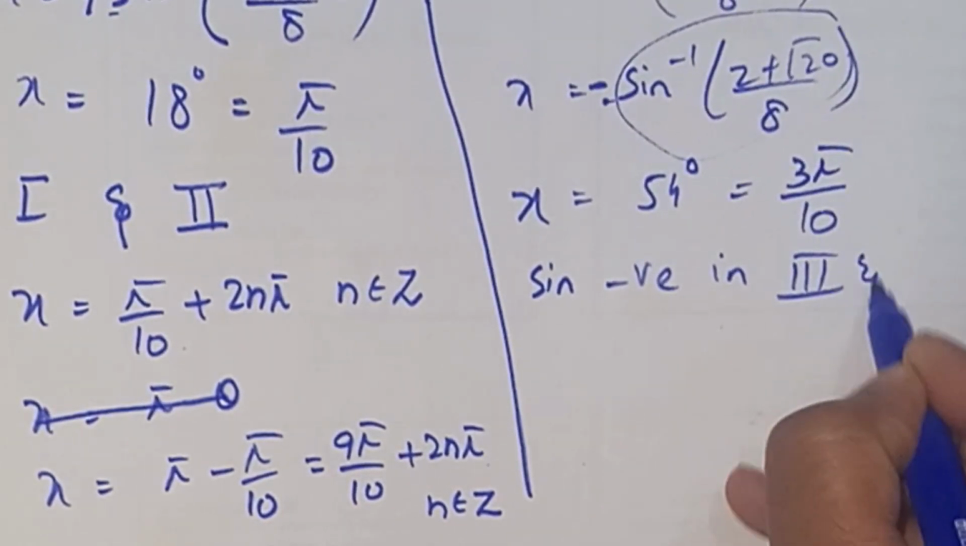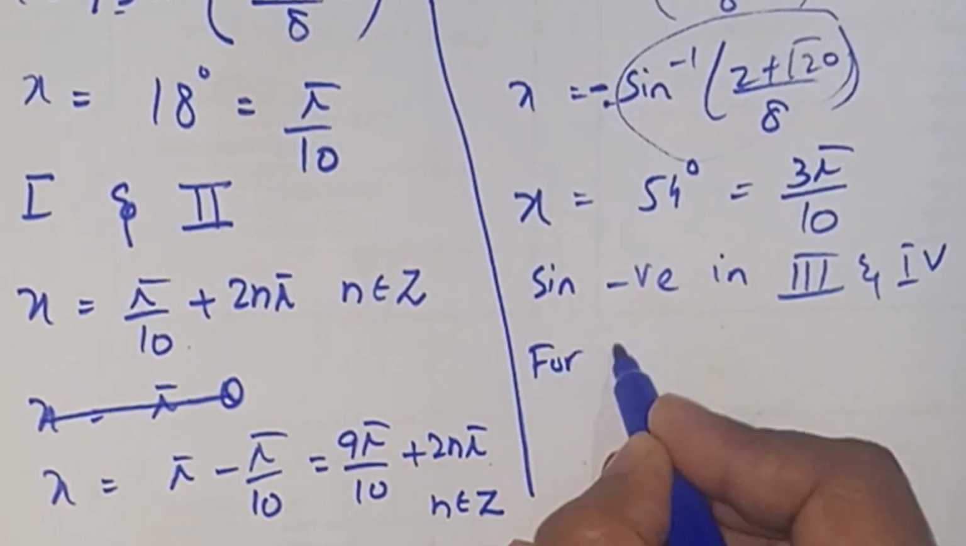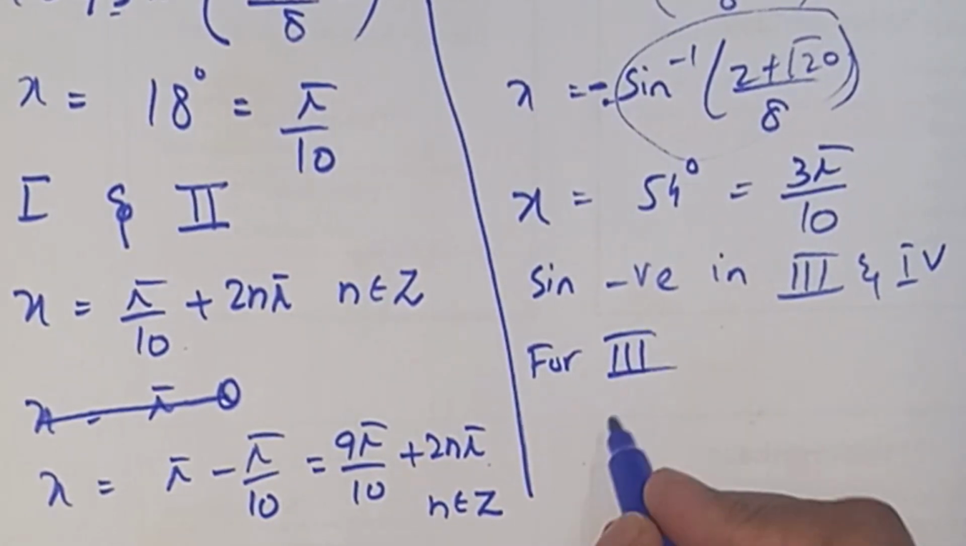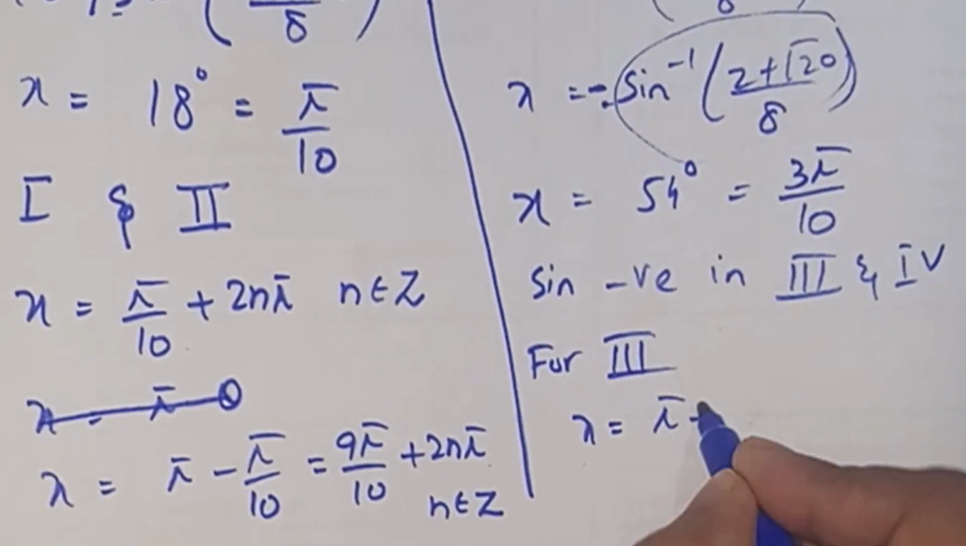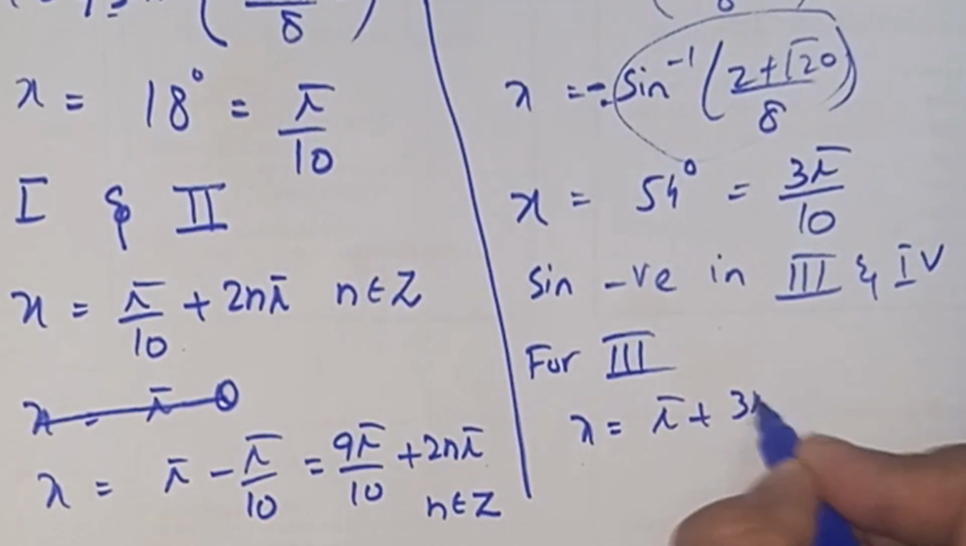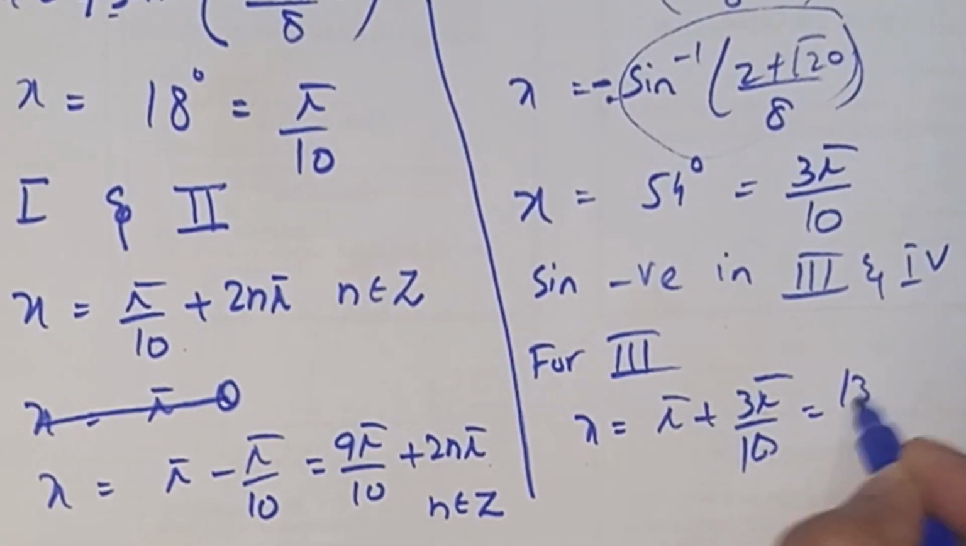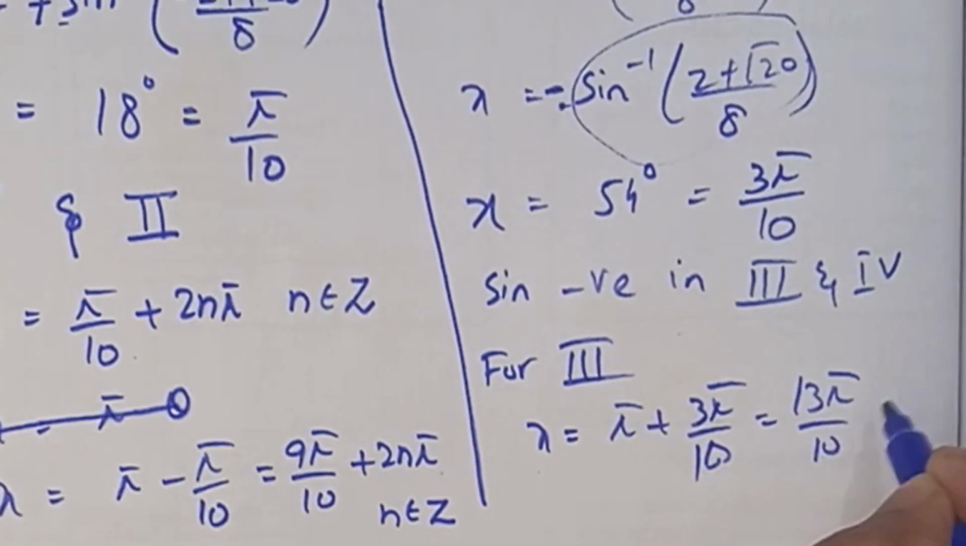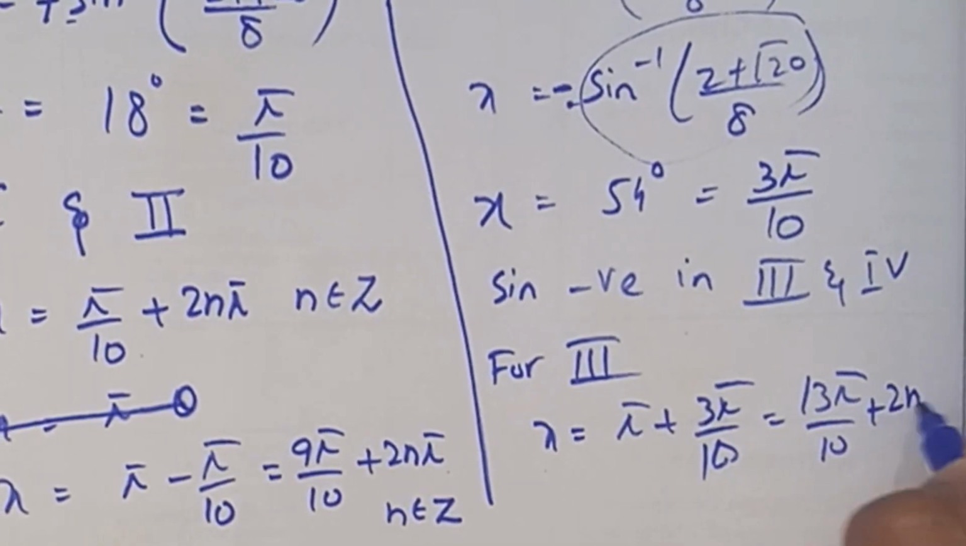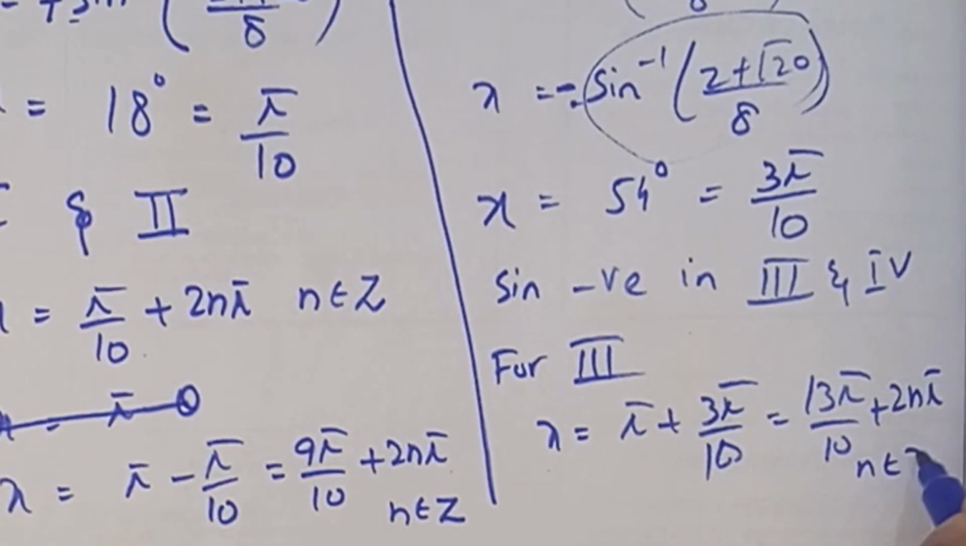So here we have a negative sign, and sine is negative in the third and fourth quadrants. For the third quadrant, we have x equal to pi plus 3 pi over 10, and we get 13 pi over 10. We add the period of sine, which is 2n pi, and n belongs to the integers.